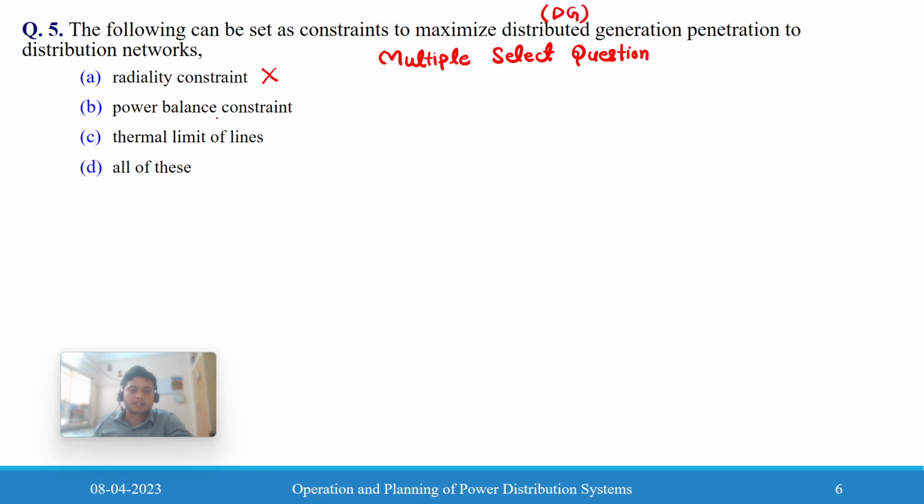And this power balance constraint and thermal limit of lines can be set as constant for any type of optimization problem. So these B and C are the correct options for this problem, because the topology of the network is already fixed, either radial or meshed. And if you are maximizing the DG penetration, then you have to look at this power balance constraint or thermal limit constraint.